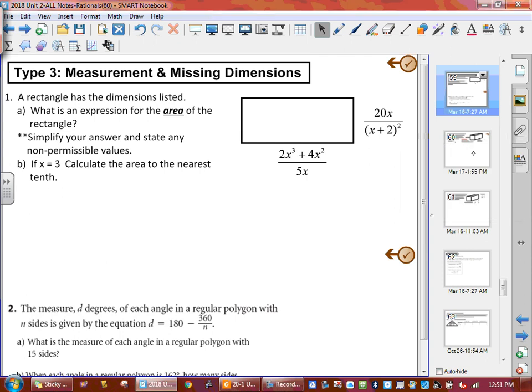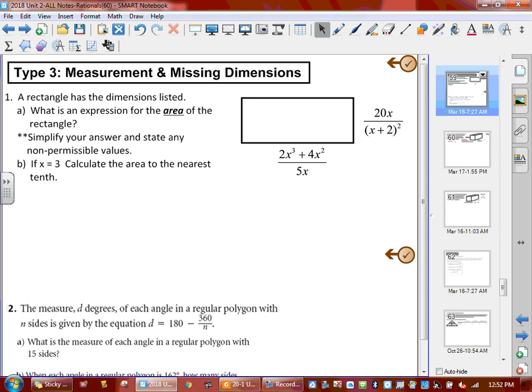Okay, this is 2.7 part 2. We're going to talk about type 3 and type 4 equations. So this is measurement and missing dimensions. The first one we're talking about here is area. Area is always length times width for a rectangle.